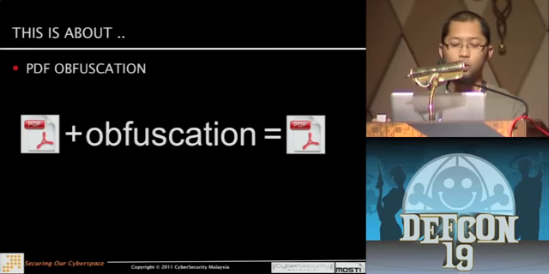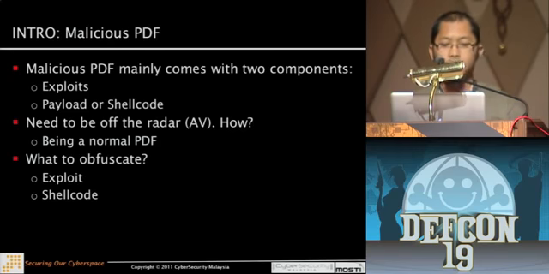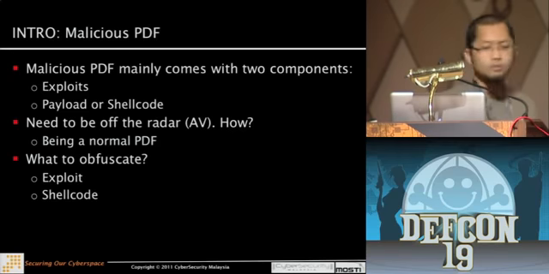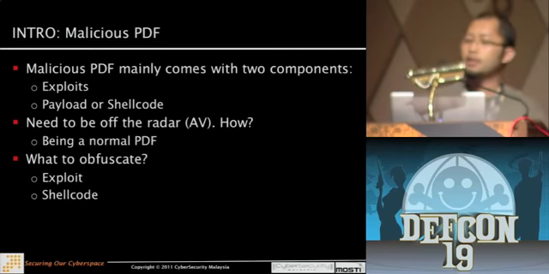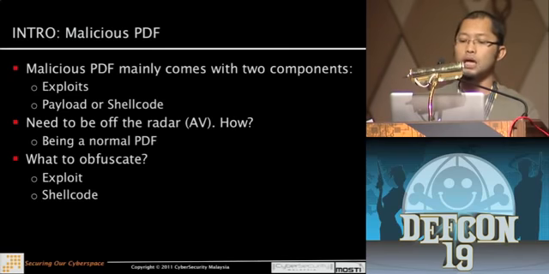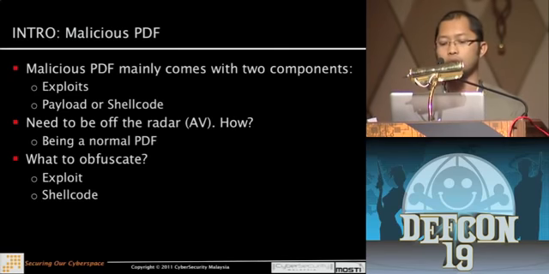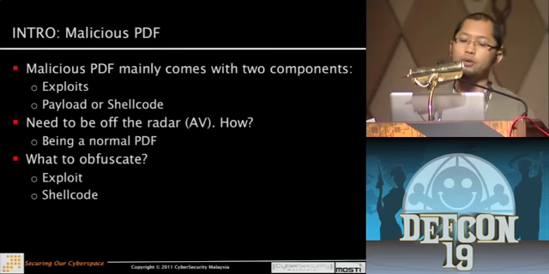Obviously, there are many reasons why you want to obfuscate it. Malicious PDF mainly comes with two components. The first one is the exploit, and the second one is the payload itself, or shellcode rather. The main reason, like I mentioned, is the need to stay off the radar. How? You need to look like a normal PDF. You cannot look malformed, because if you do, you raise a red flag for any security product doing detection.